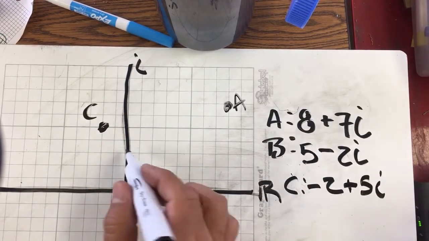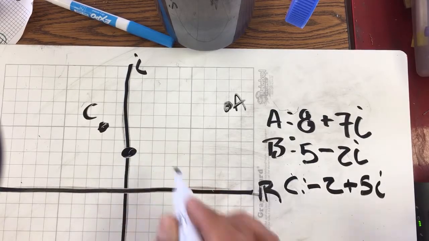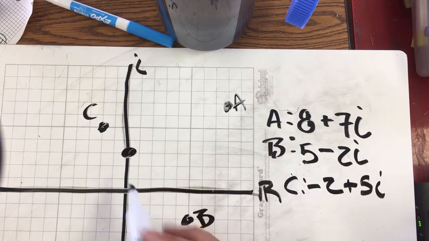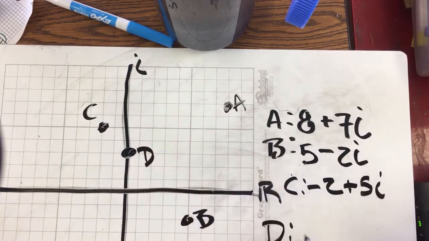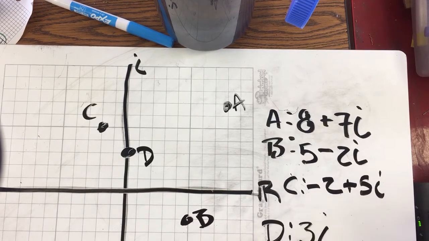Every once in a while you will get one that's on the axes. So this has 0 real parts. You could put 0 real. I'm gonna call this D. But you don't have to because it's 0. So all we would put was 3i.